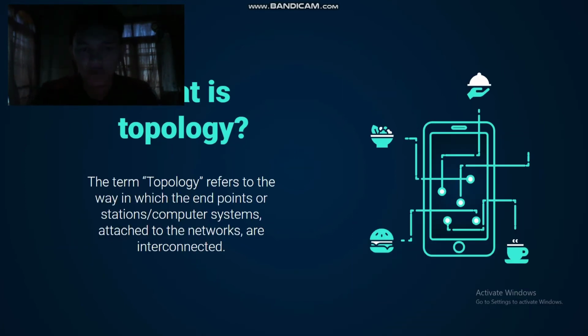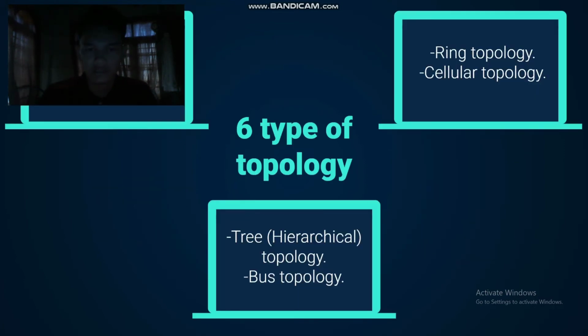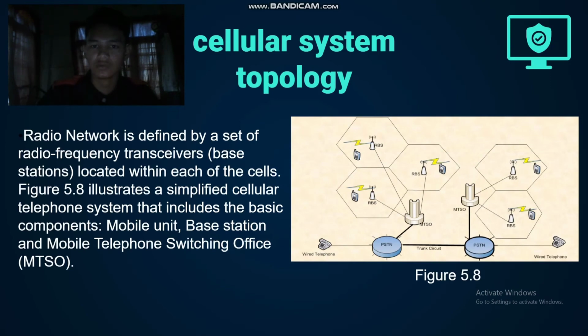So what is topology? The term topology refers to the way in which the endpoints or stations, such as computer systems attached to the network, are interconnected. Topology has 6 different types. First, mesh topology. Second, star topology. Third, tree topology. And then bus topology, ring topology, and lastly, cellular topology. Today, I want to present about cellular system topology.